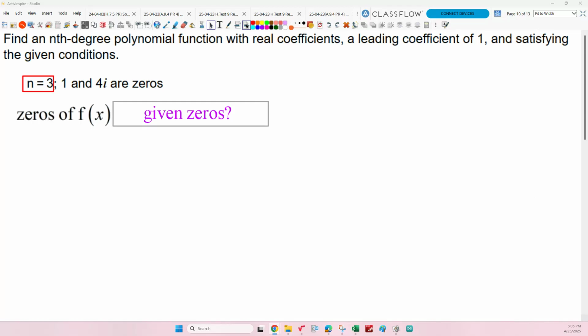Okay. So we're given 2 zeros and the degree. If n equals 3, then what's the degree of the polynomial? 3, yeah. So we're given a zero of 1 and 4i. What one's kind of implied there? -4i, yeah.